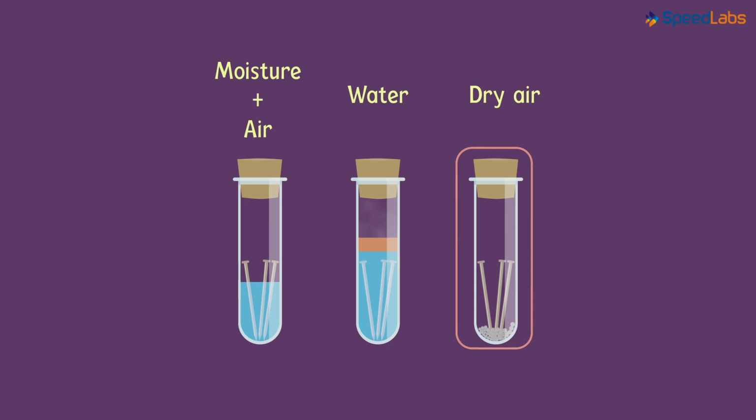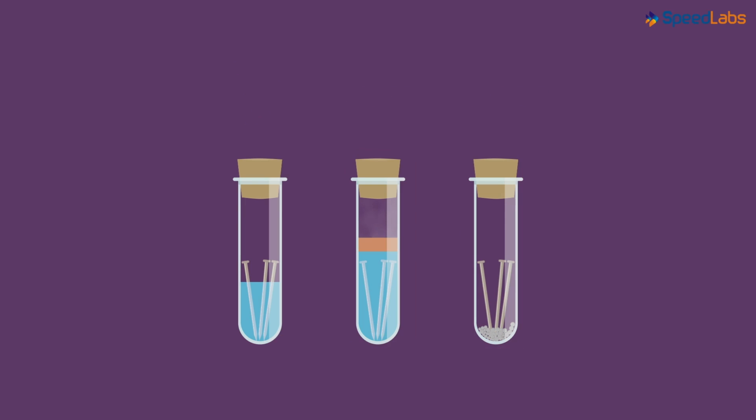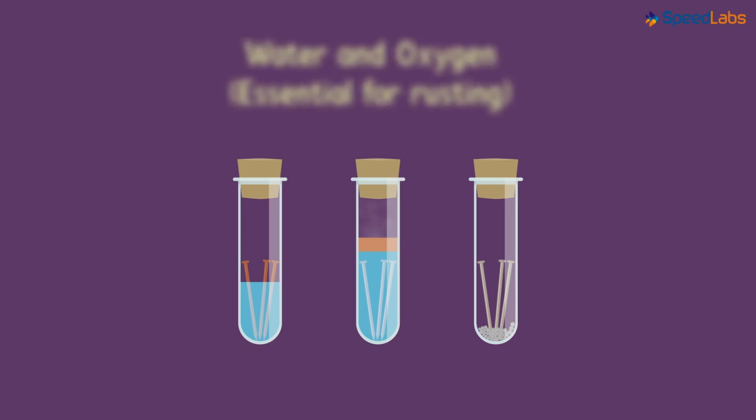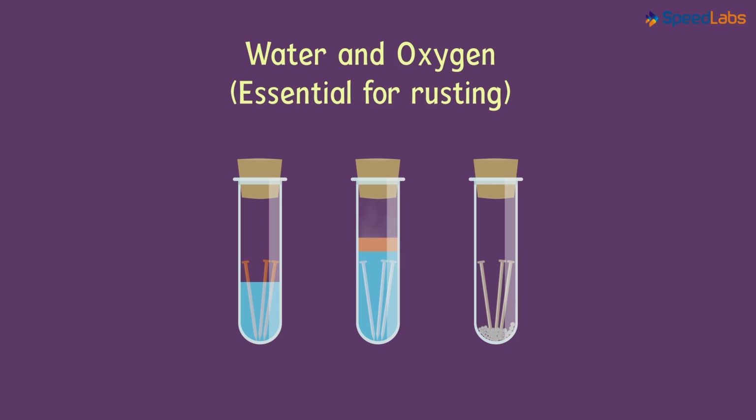We leave the test tubes as is for a few days and observe what happens. We see that the iron in the first test tube rusts, while that in the second and the third ones don't. What does that tell us? It tells us that water and oxygen are both essential for rusting of iron.